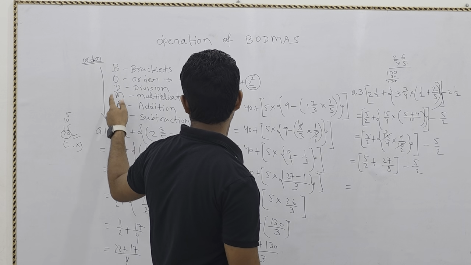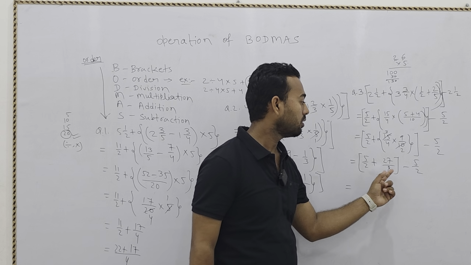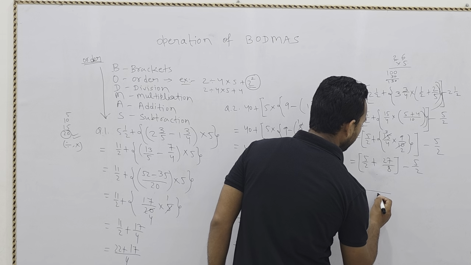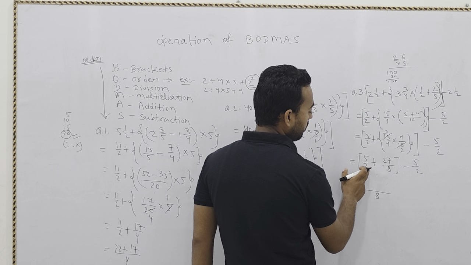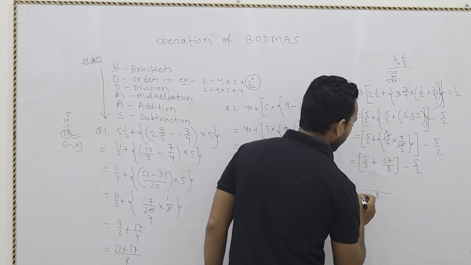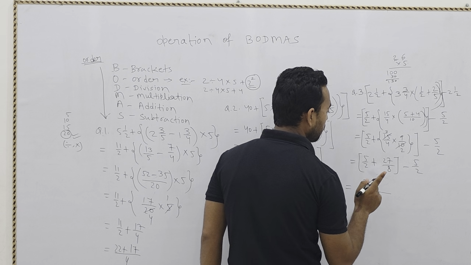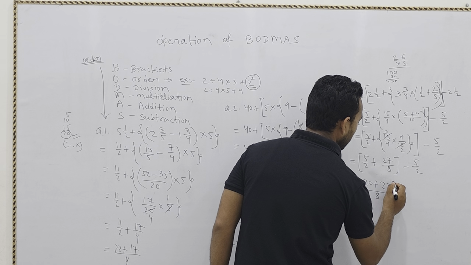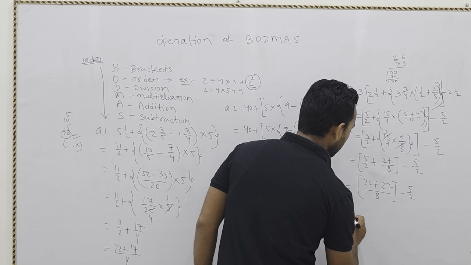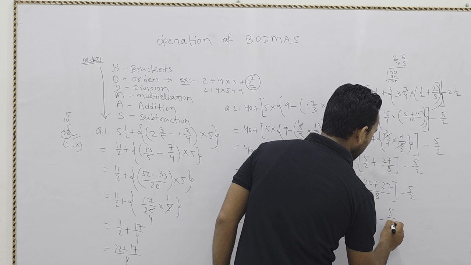We will solve this. See here, first is the bracket, so here we will solve the first bracket first. First we will solve under the bracket, so the LCM will be 8. Then we will divide 2 by 8, then we will get 4, multiply by 5, then we will get 20, plus 8 times 1, multiply by 27. Here the bracket closes, minus 5 by 2. So here we will get 47 by 8 minus 5 by 2.